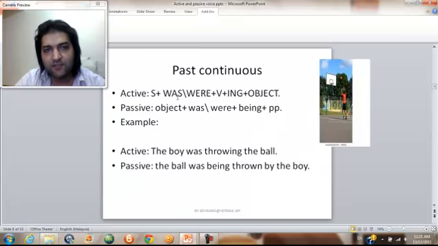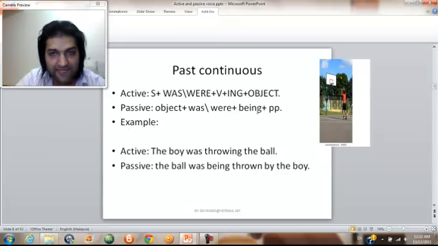Past continuous. Well, in past continuous, we have subject plus was, were, plus the -ing form of the verb plus object. In the passive structure here, we have object plus was or were, plus being plus PP. As an example here, the boy was throwing the ball. Passive becomes the ball was being thrown by the boy.